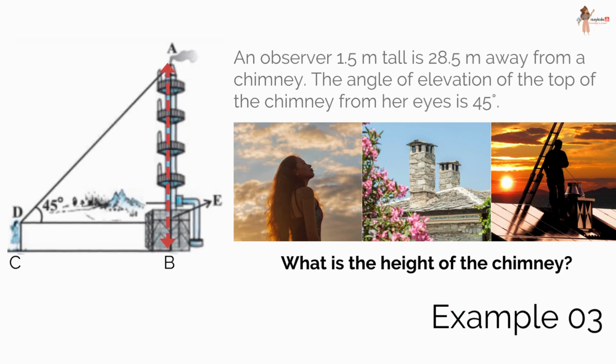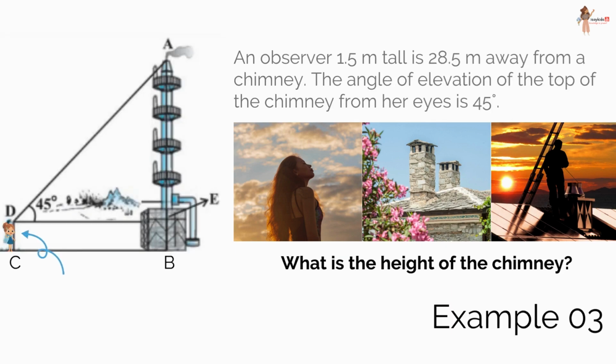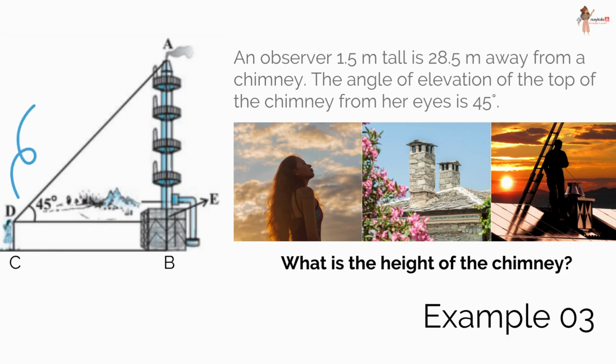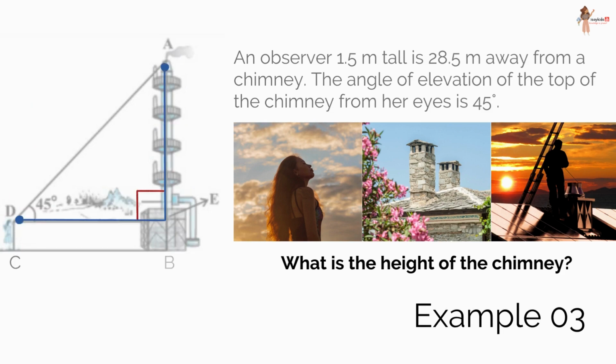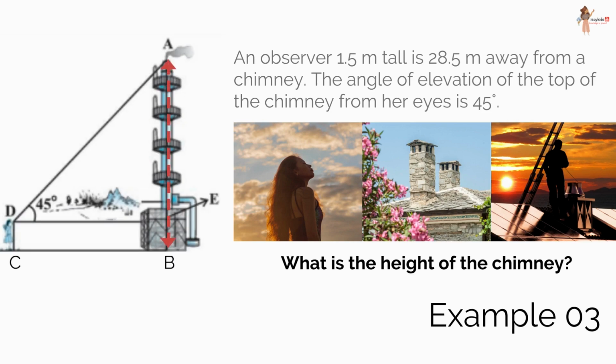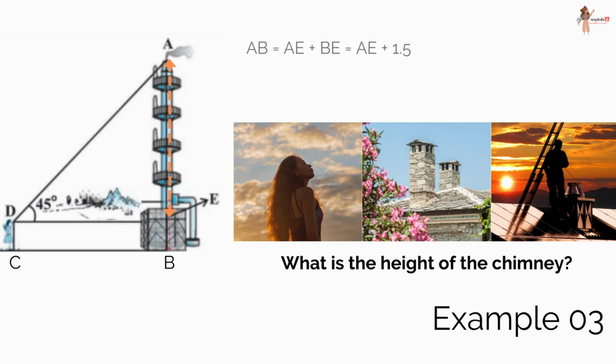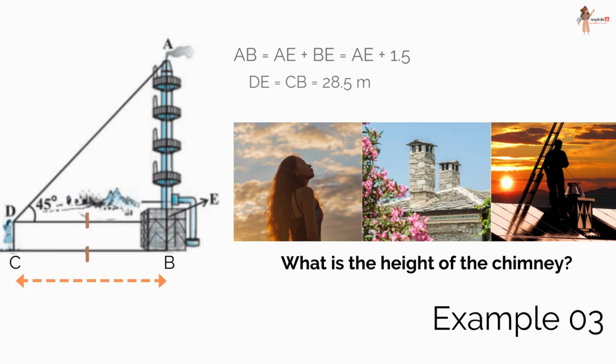Here AB is the chimney, CD the observer, and ADE the angle of elevation. In this case, ADE is a triangle right angled at E, and we are required to find the height of the chimney. We have AB equal to AE plus BE, which is equal to AE plus 1.5, and DE equal to CB, which is also equal to 28.5 meter.